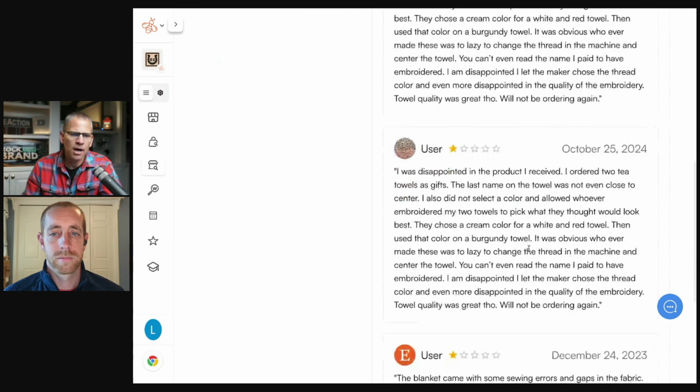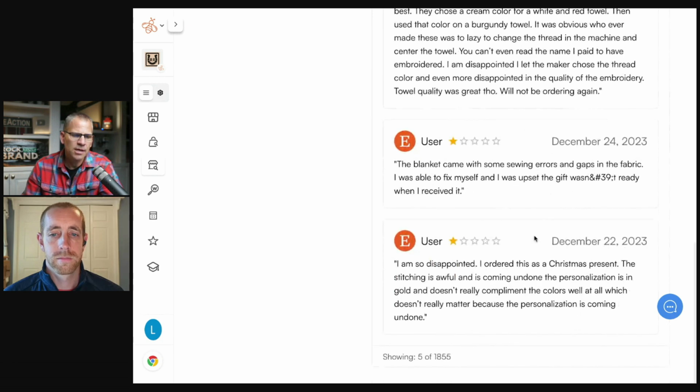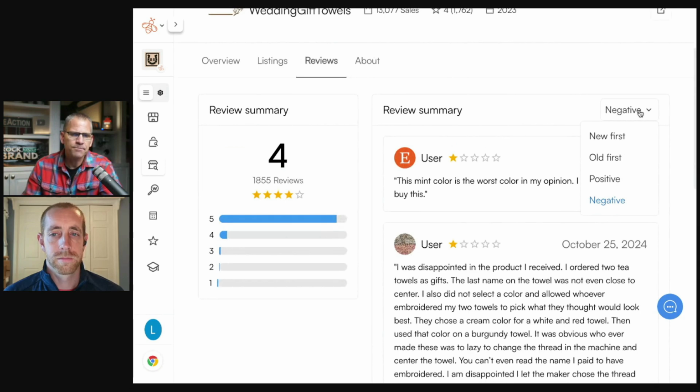Here's another one. Looks like the same person. "The blanket came with some sewing errors and gaps in the fabric. I was able to fix it myself," right? So that's a quality issue. "I was so disappointed. I ordered this Christmas present. The stitching is awful." So again, stitching, make sure our stitching is better, right? So we can learn from what people are saying that that wasn't good.